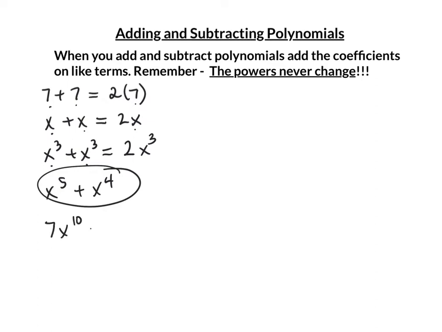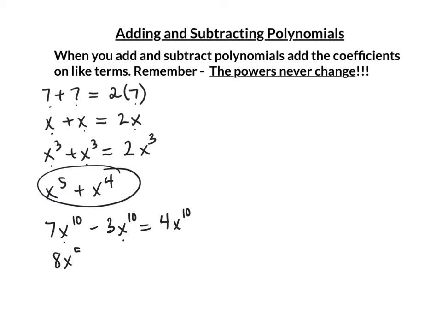7x to the 10th minus 3x to the 10th. Those are like terms. They have exactly the same variable and power. 7 minus 3 is 4. There are 4 x to the 10ths left after I take away 3 of them from 7.